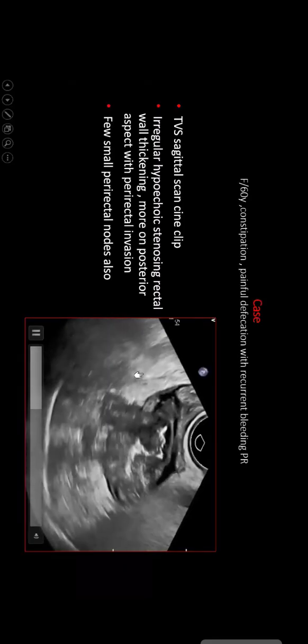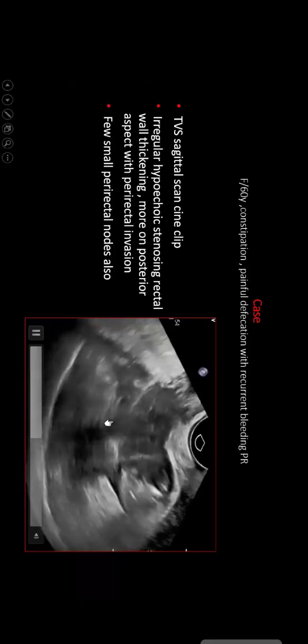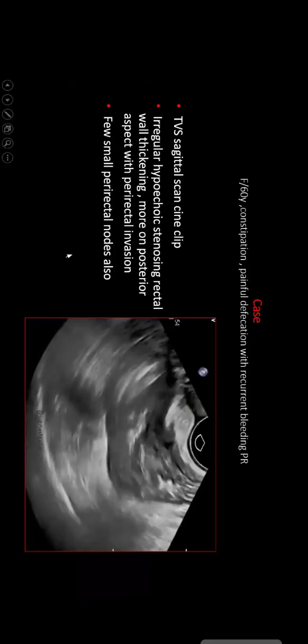Again, a case of carcinoma rectum: irregular growth extending beyond the serosa and pararectal fascia, fat planes are distorted, perirectal invasion, nodes are present, again suggestive of malignant rectal growth. Female, 60 years, recurrent painless bleeding.